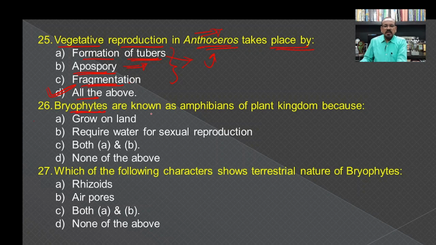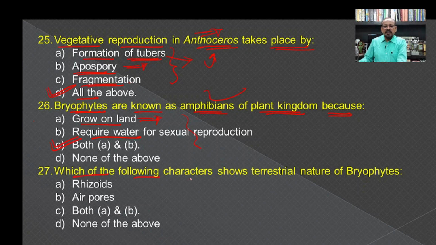Then bryophytes are known as amphibians of the plant kingdom because, if we see the alternation of generation in bryophytes, they are the first land plants, number 1, and second, they need water for reproduction as their gametes, or the antherozoids, are motile and flagellated. It means that they grow on land and require water for sexual reproduction, and because of that they are considered as amphibians of the plant kingdom, and hence the answer becomes C.